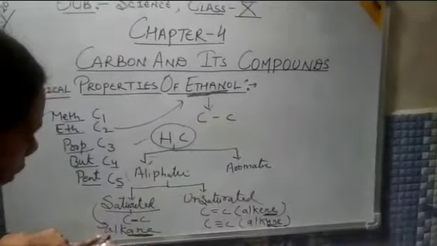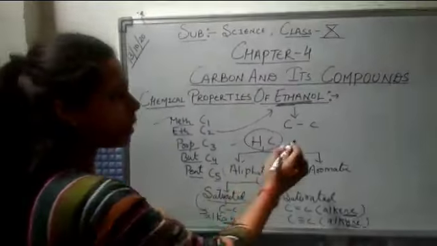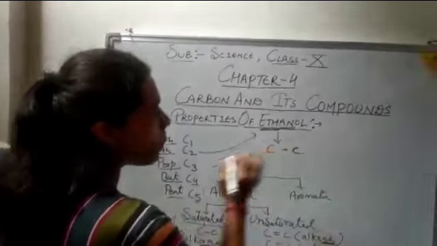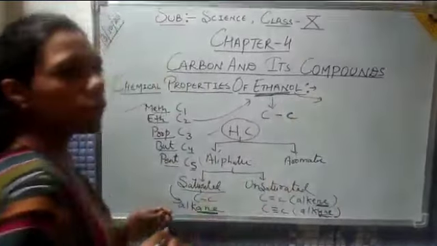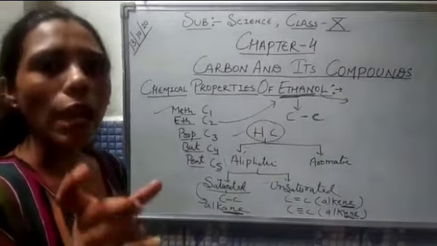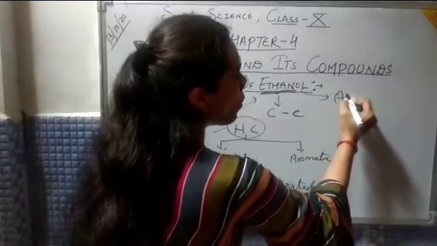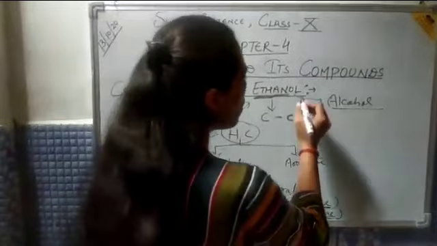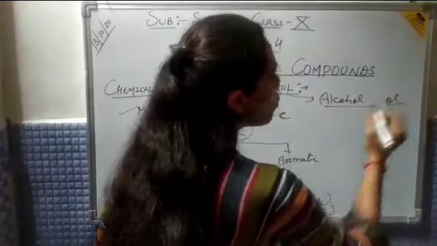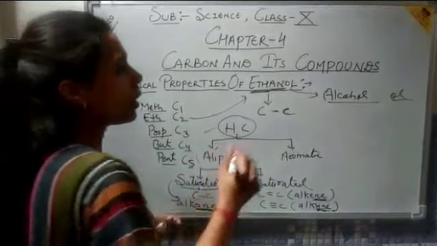In saturated hydrocarbons, the carbons are attached with carbon-carbon single bonds. That is why we have put ane here for the carbon-carbon single bond. Now we have used the word ol here. We use ol when the alcohol functional group is present. When the alcohol functional group is present, then we use the suffix ol. Okay, so here we have used the ol.